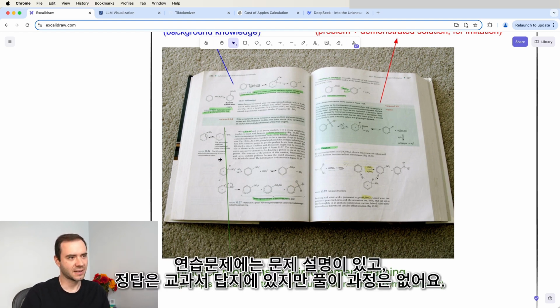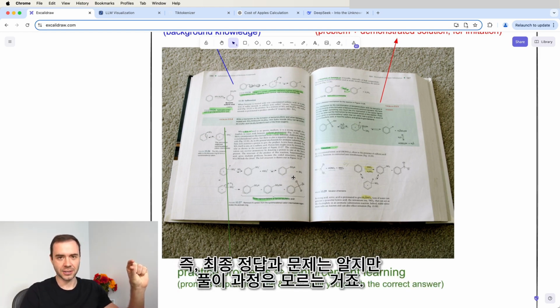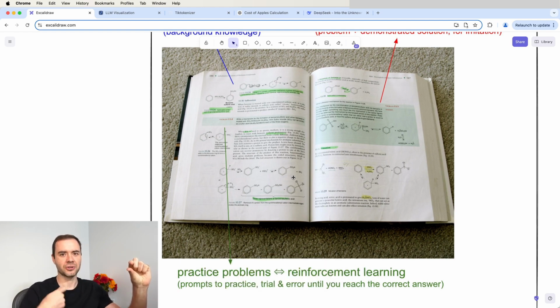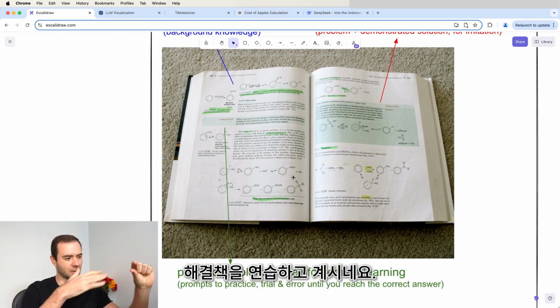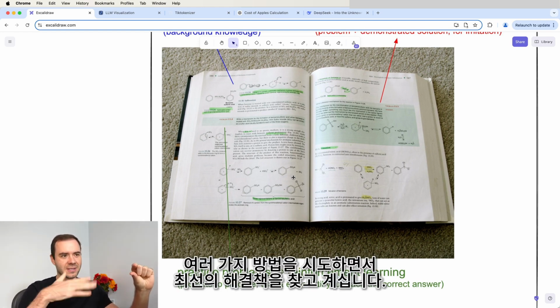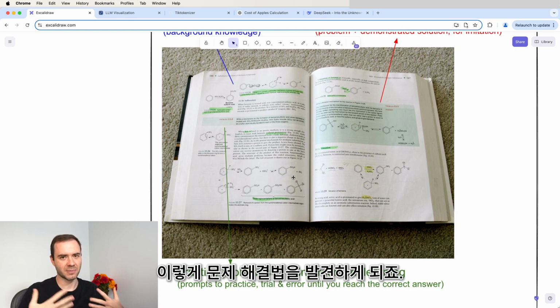In a practice problem you get a problem description, but you're not given the solution; you are given the final answer, usually in the answer key of the textbook. So you know the final answer that you're trying to get to, and you have the problem statement, but you don't have the solution. You are trying to practice the solution. You're trying out many different things, and you're seeing what gets you to the final solution the best. And so you're discovering how to solve these problems.